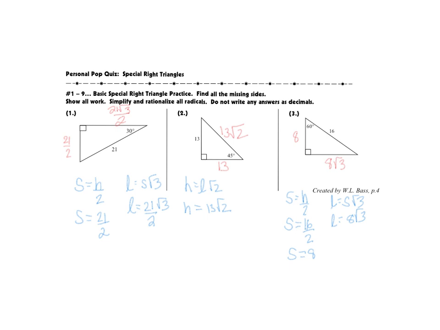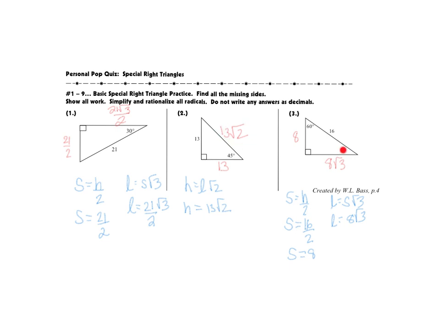If we look at the next one here, this is a 45, 45, 90. We are given this leg is 13, so this leg is 13. The hypotenuse is the leg times the square root of 2, so that is 13 times the square root of 2.